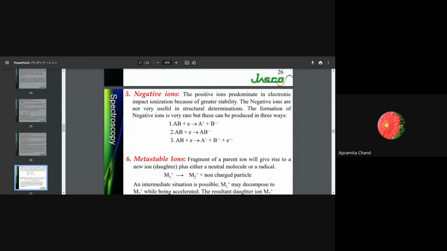Now let's talk about negative ions. Some negative ions can also exist. We have talked about mostly positive ions, but negative ions are very, very rare, and they are also not very useful in structural determinations. We are mostly concerned with positive ions at this point.